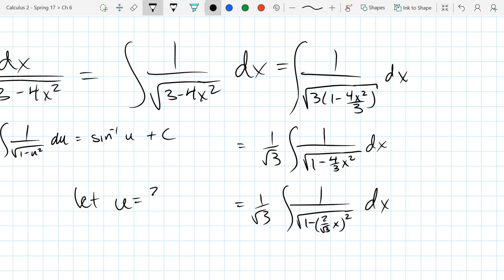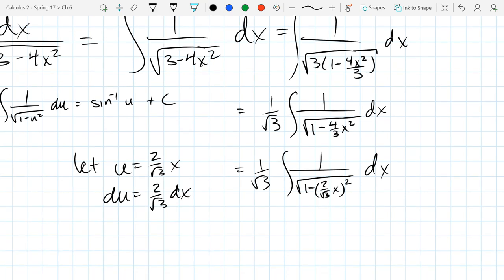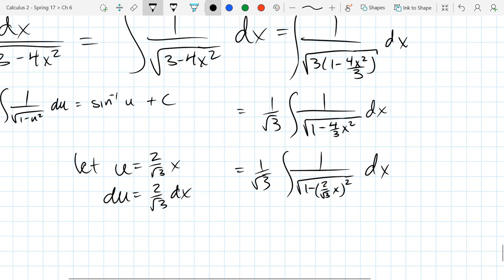We're going to let u equal 2 over square root 3 x, du equals 2 over square root 3 dx. I have a 1 over square root 3 dx. I don't have a 2 over square root 3 dx. So let's get the 2 to the other side. 1 half du is 1 over square root 3 dx. I don't need to move the square root 3 out because I have it already.